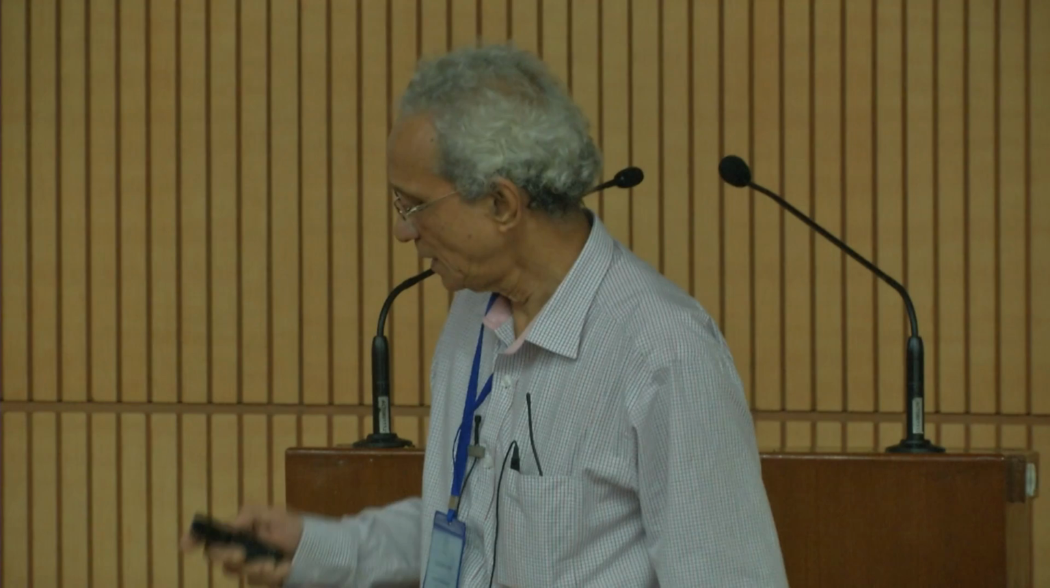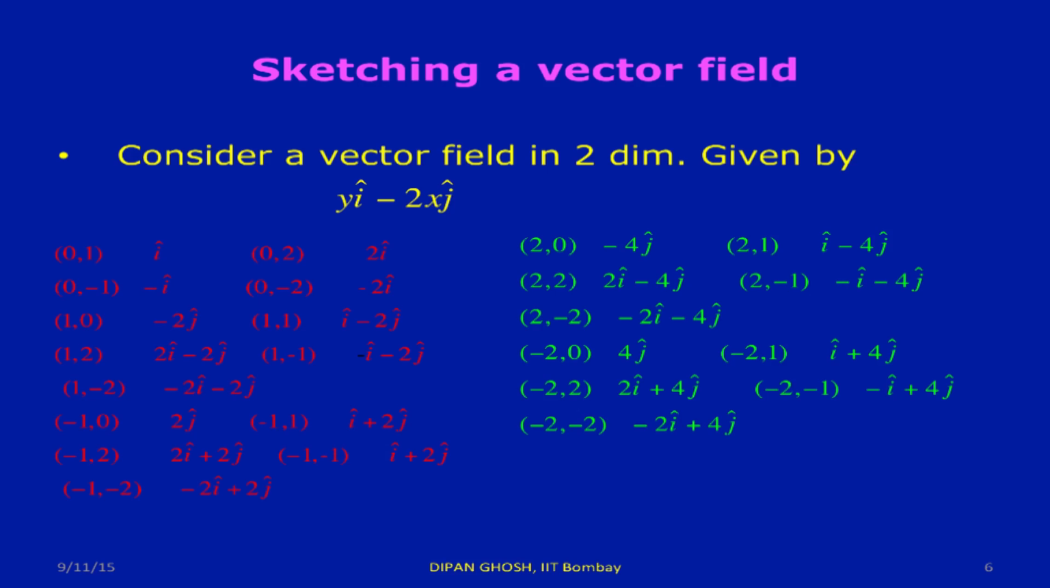So, what I am going to do is this. There is something written here in red. It is not very important if they cannot switch off the lights, because the numbers are not particularly important. I am trying to tell you how to sketch a field, and this is something which you can ask your students to do.